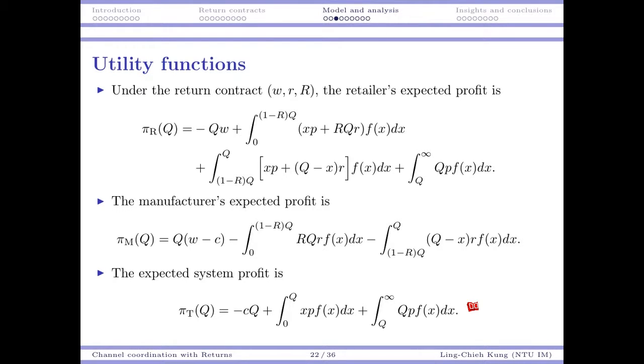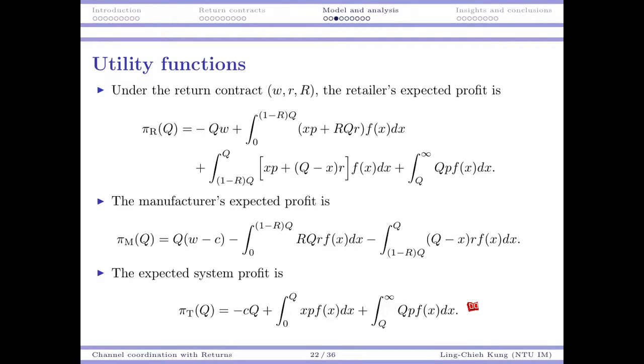In any case, I need to pay this amount as my purchasing cost. And then, according to my sales quantity, I'm going to earn some money. Okay, so what are they? My sales revenue can be found here, those terms that are multiplied with the retail price P.